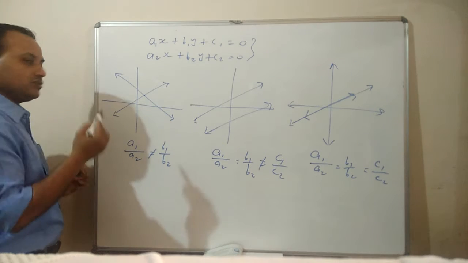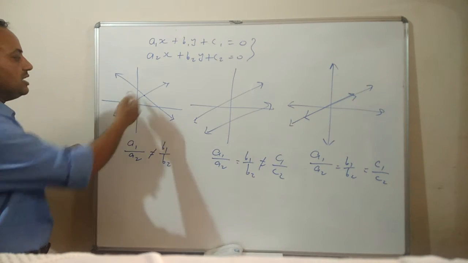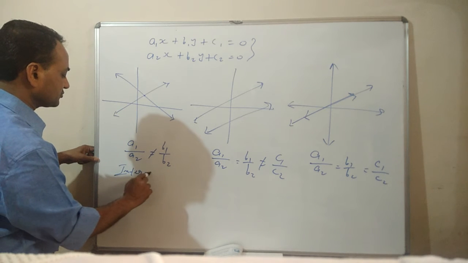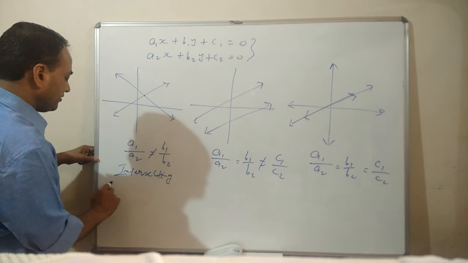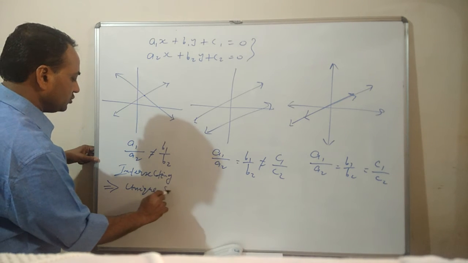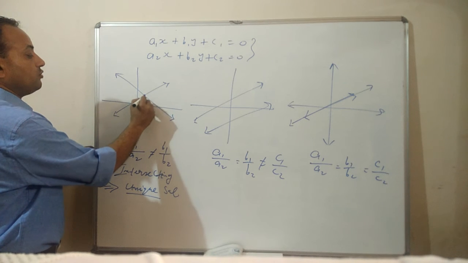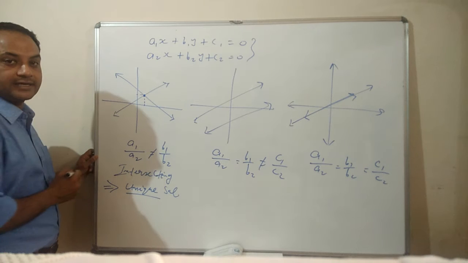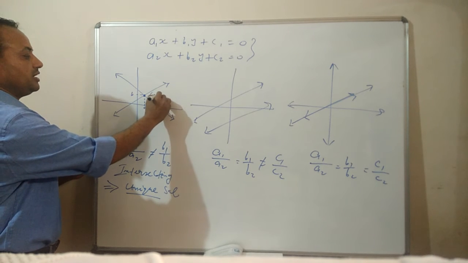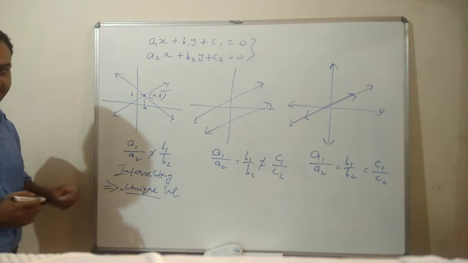Now, when we come to the solution, there will be different conditions. When the lines are intersecting, the solution will be a unique solution. Unique means only one solution. Whatever coordinates we get at this intersecting point, suppose the abscissa is A and here B, then the coordinates A and B will be the solution of these two lines in this case.